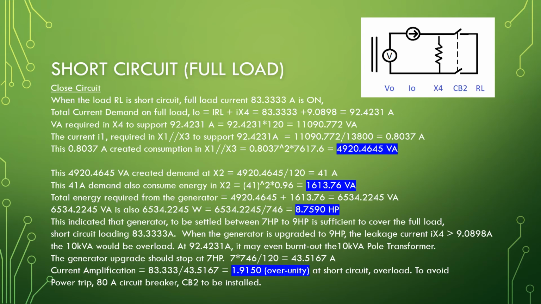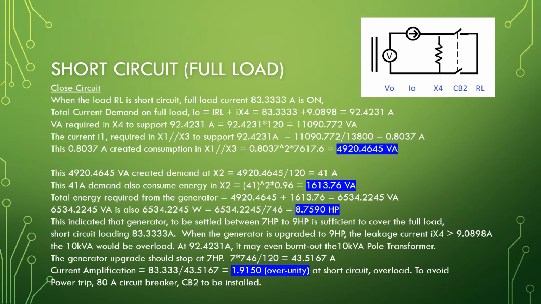The current I1 required in X1 parallel X3 to support 92.4231 ampere equals 11,090.772 divided by 13,800 equals 0.8037 ampere. This 0.8037 ampere created consumption in X1 parallel X3 equal to 0.8037 squared times 7,617.6 equals 4,920.4645 VA.